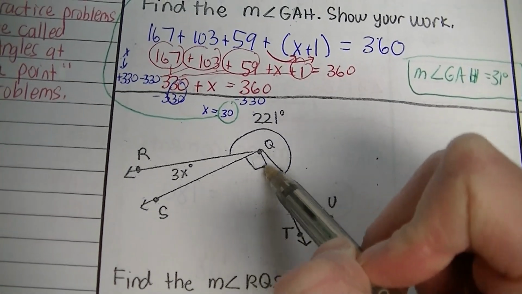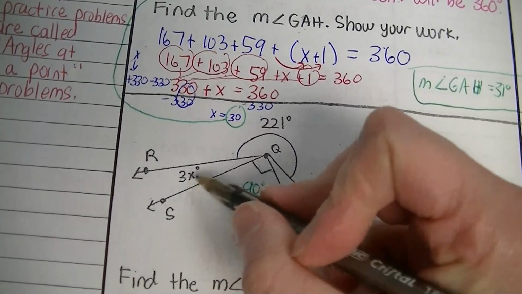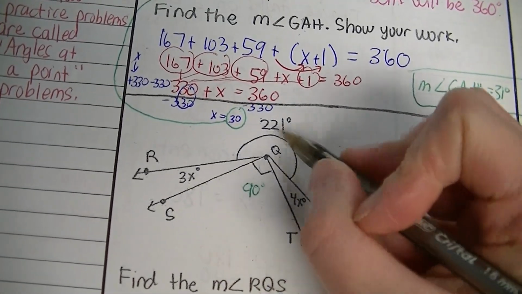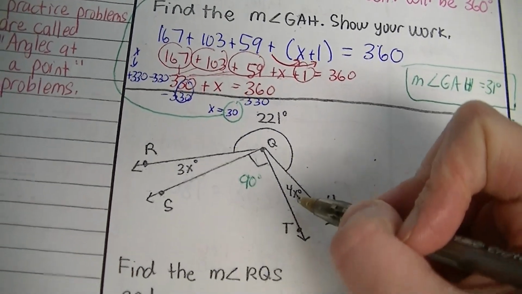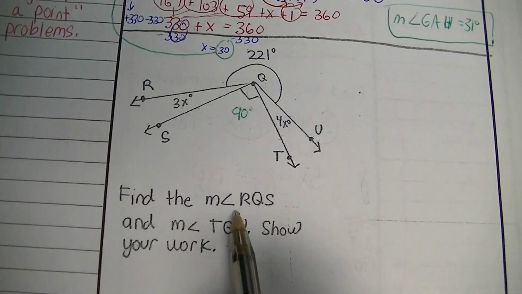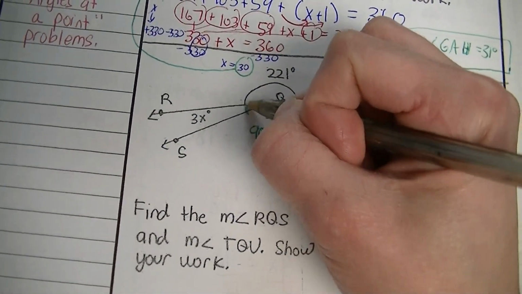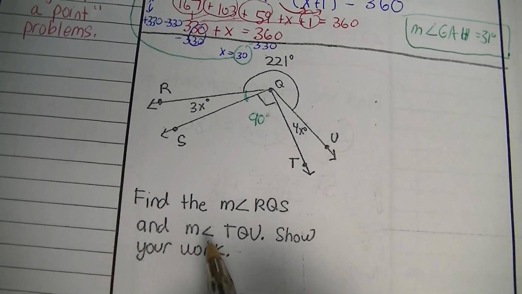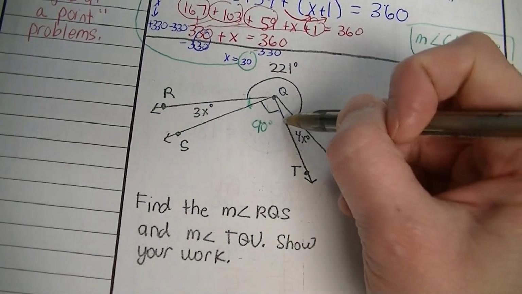Oh, this one right here, that box indicates that this is 90 degrees. Okay, and that's labeled by 3x, and this is labeled right here. This opening, this angle is 221 degrees, and this is labeled by 4x. So it wants us to find the measurement of angle RQS. So this opening, we got to figure out this right here. And the measurement of angle TQU. So this angle right there.